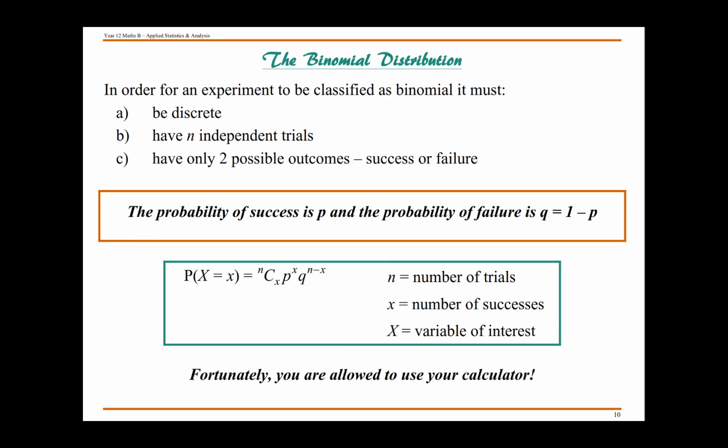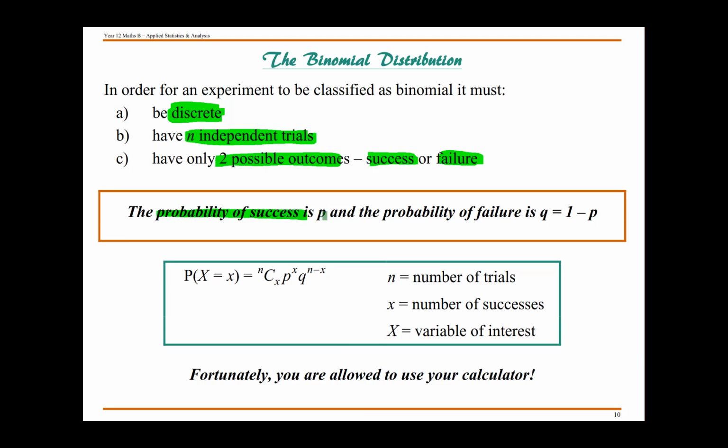This video is looking at binomial distributions. Now, the key to binomial distributions is that the outcomes are discrete. We have n independent trials, and there are only two possible outcomes, either success or failure. And we will look at the probability of success, and that's what we will deal with.